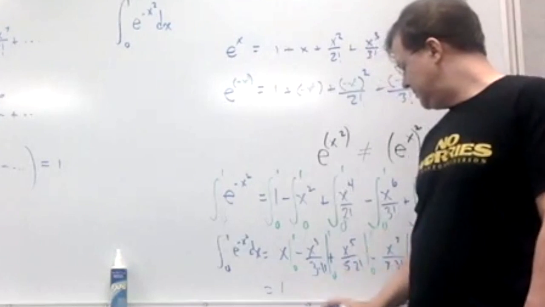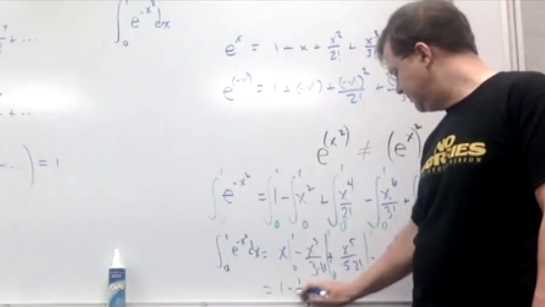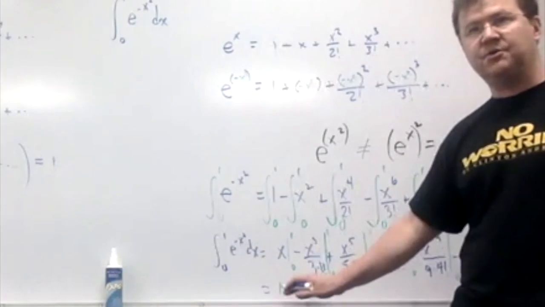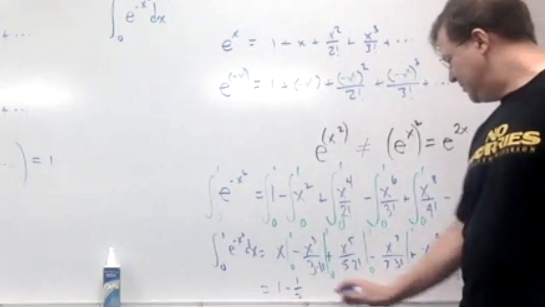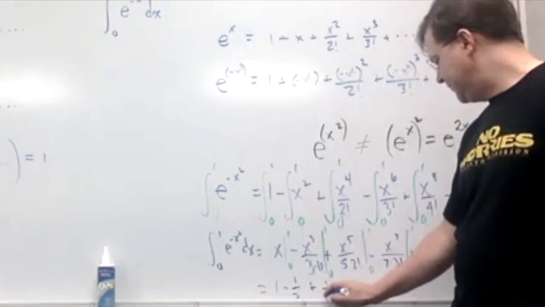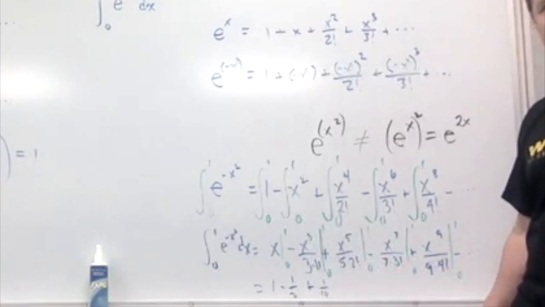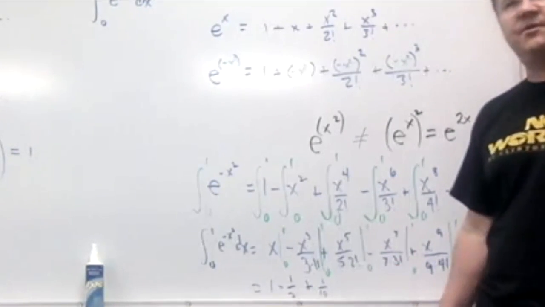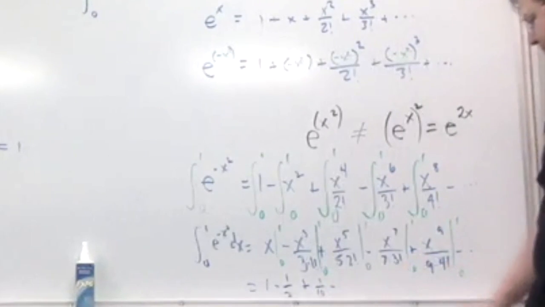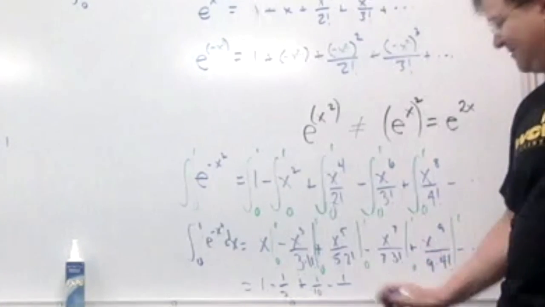That's 1 minus 1 over 3 times 1 factorial, 1 over 3. So about 2/3 so far. Plus 1 over 10, that's 5 times 2 factorial. So a little more than 2/3. Minus 1 over 7 times 6, 42.